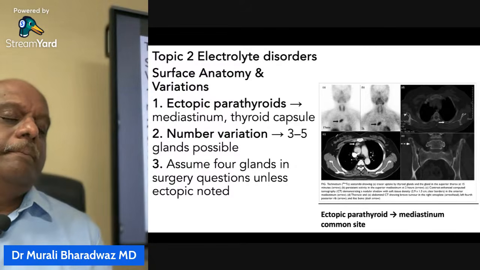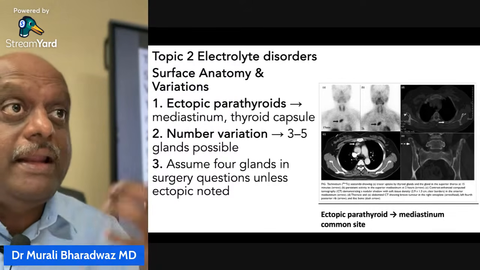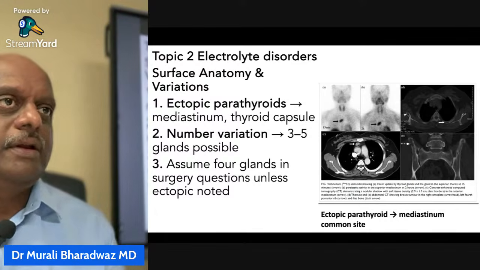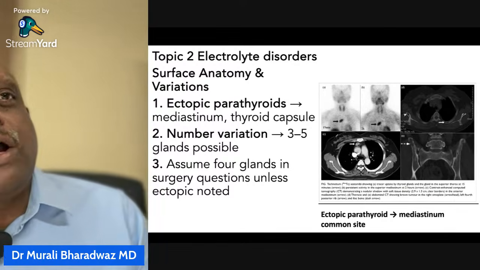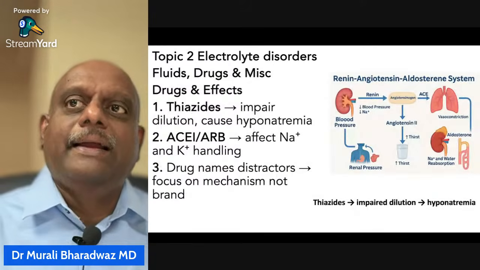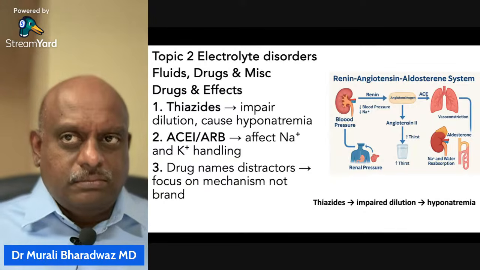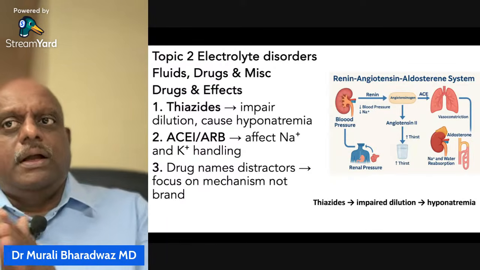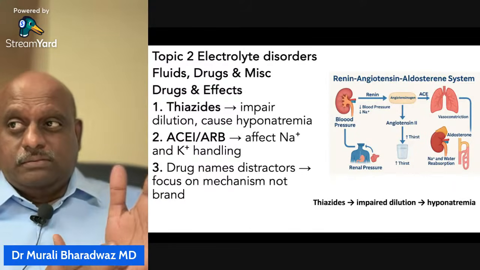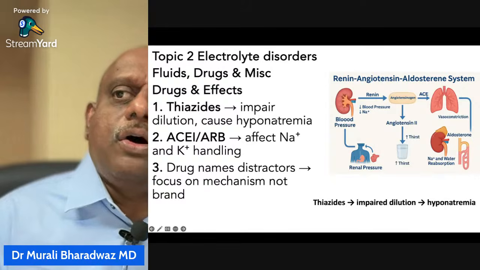Sometimes patients can have ectopic parathyroids, especially in the mediastinum and in the capsule of the thyroid. 3 to 5 glands are possible, right? So when the examiner asks how many parathyroid glands, generally 4 is the answer. Now, if you look at the thiazides, ACE inhibitors, etc., thiazides impair the dilution and they cause hyponatremia.